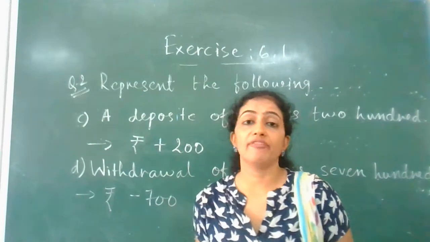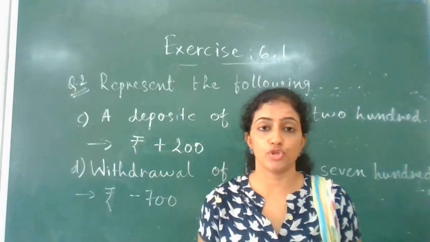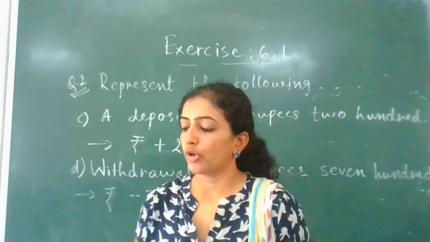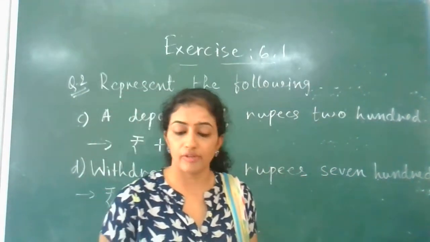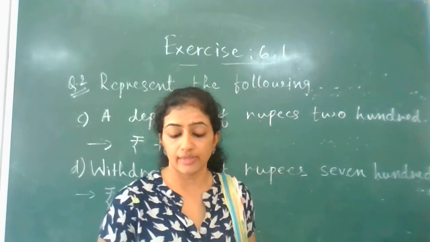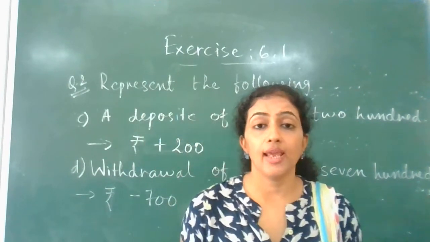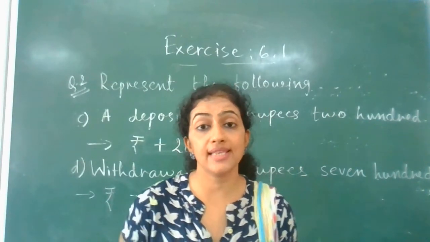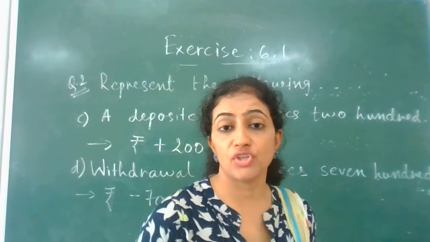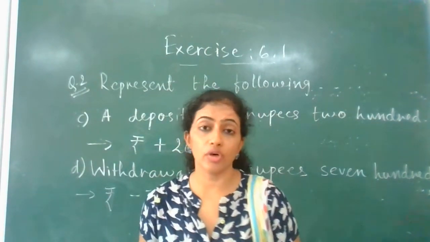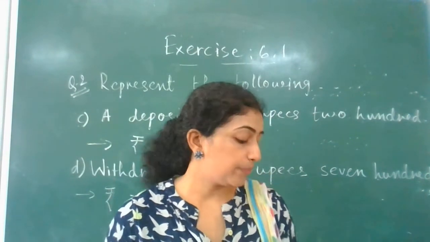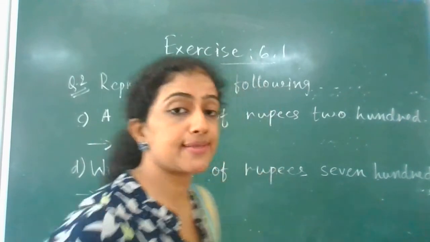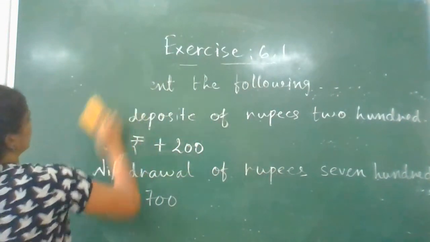Okay, so this way you can show the given situation with the appropriate sign in the form of integers. Here we have completed question 1 and question 2. Now question 3, 4 and 5 we'll be doing in the homework. That is your homework, question 3, 4 and 5. Now let's move to question 6. Remember question 3, 4 and 5 is your homework, which is very easy.